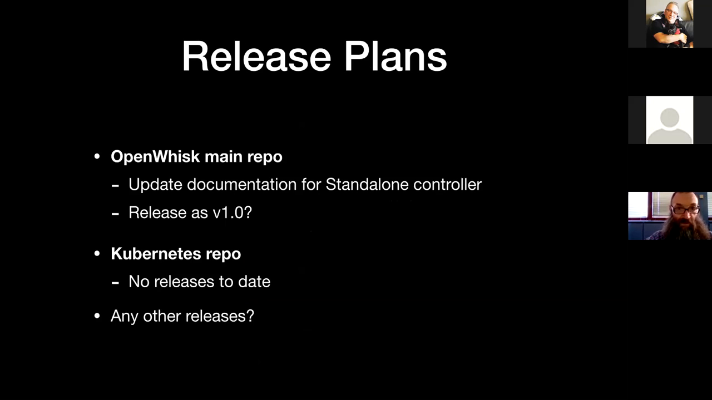So the obvious one is the OpenWhisk main repo. I think we're fairly close at this point, and maybe just including the standalone controller could be the last piece before we can say there have been enough substantial changes to declare a new release, and whether we should call that V1 or some incremental bump. Our last release was version 0.9.